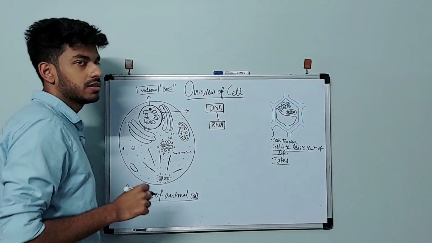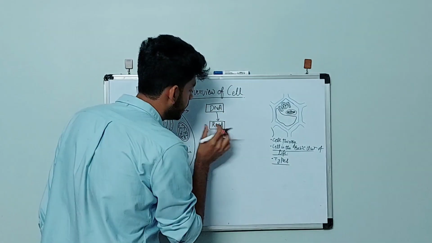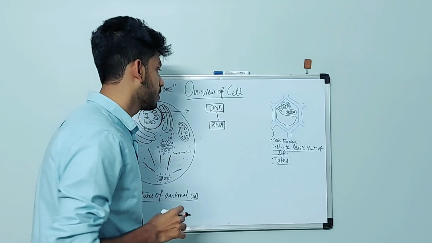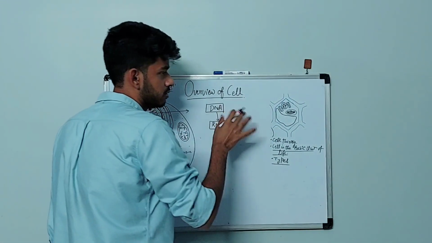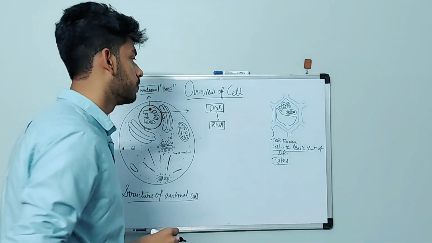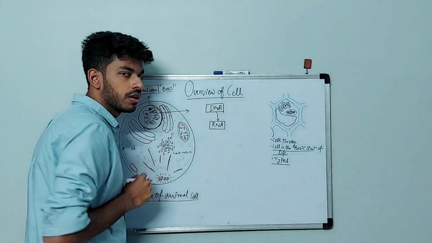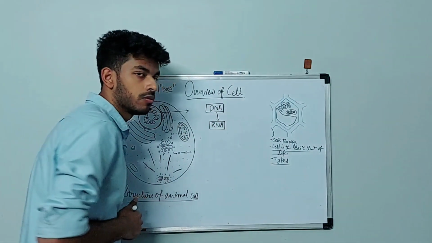The full form of DNA is deoxyribonucleic acid. The full form of RNA is ribonucleic acid. I'm not writing the names because the video would become much longer. I'm just mentioning the full forms to you. Later we will be discussing them broadly. So there is DNA, the big brother, and there is RNA, the small brother.